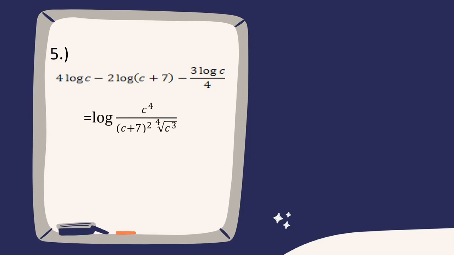For our last example, we have 4 times the logarithm of c minus 2 times the logarithm of c plus 7 minus 3 times the logarithm of c over 4. Using the same steps and methods as the previous examples, the answer will be the logarithm of c raised to the power of 4 over c plus 7 squared times the fourth root of c cubed.